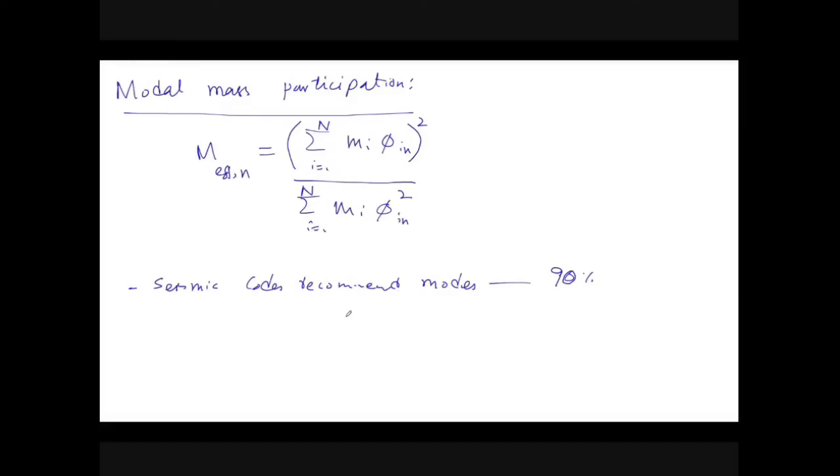If a mode has a very small mass associated with it, then its participation in the response to the earthquake is assumed to be negligible. So in the majority of cases, the first two or three modes are sufficient to contribute up to 90% of the total mass.